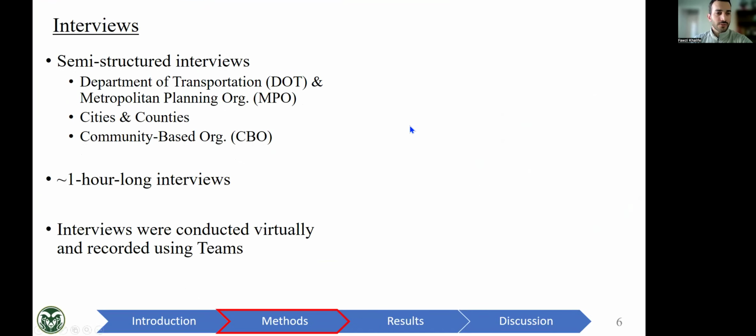So for the interviews, we interviewed transportation professionals from different organizations. On one side, there were DOTs and MPOs, and on the other side, we had community-based organizations. We also interviewed people from cities and counties to include different levels of transportation planning, not just at the state or regional level, but also at the local level, which is also a big part of equity-related work in asset management.